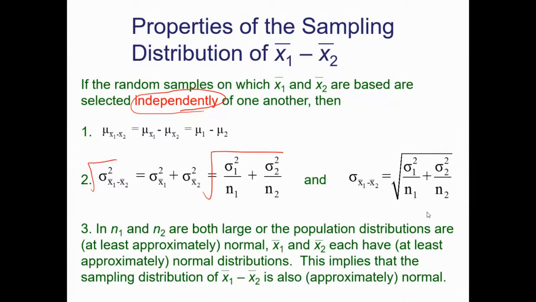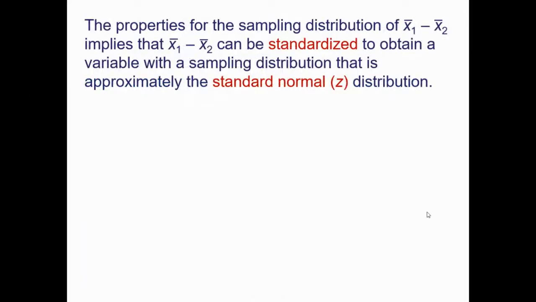Good. Okay, so the properties for the sampling distribution of X bar 1 minus X bar 2 imply that X bar 1 minus X bar 2 can be standardized to obtain a variable with a sampling distribution that's approximately the standard normal.